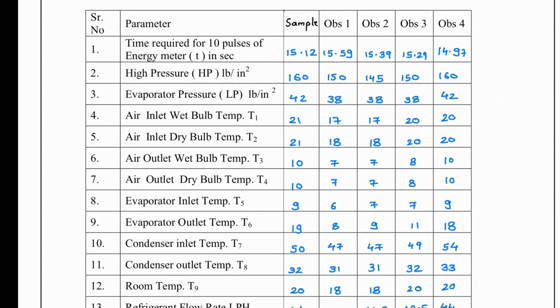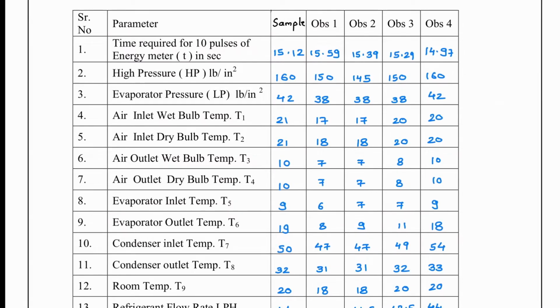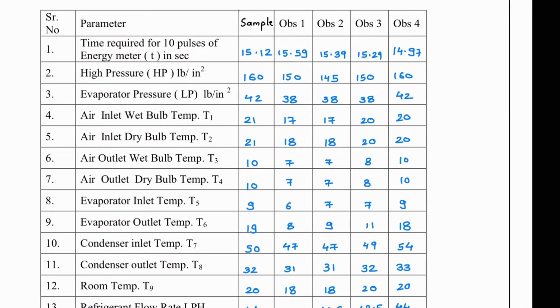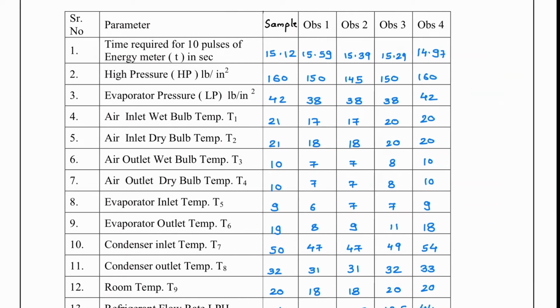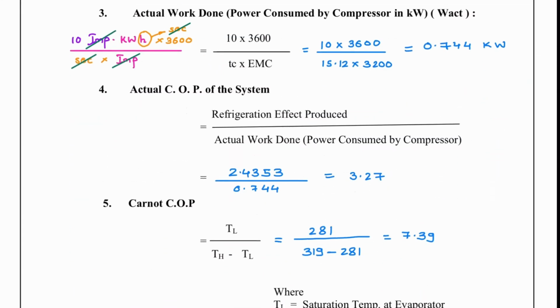Now whatever pressure you measure on the pressure gauge, that is gauge pressure. We have to convert that gauge pressure to absolute pressure. How to convert gauge pressure to absolute pressure? Add atmospheric pressure. Whatever pressure is there, this is psi. What is the full form of psi? Pound per square inch. So we'll see the pressure gauges now.